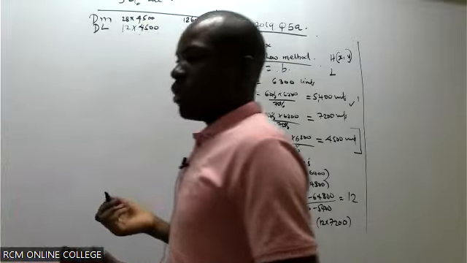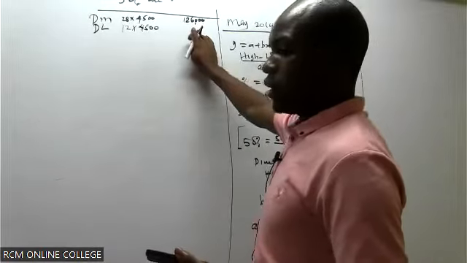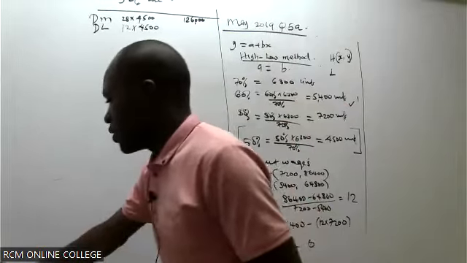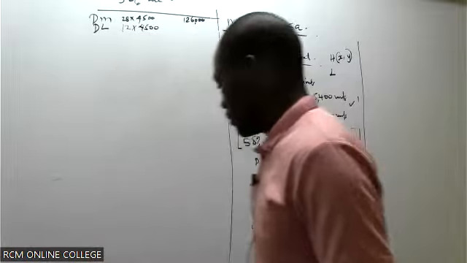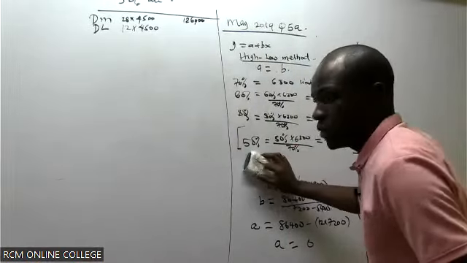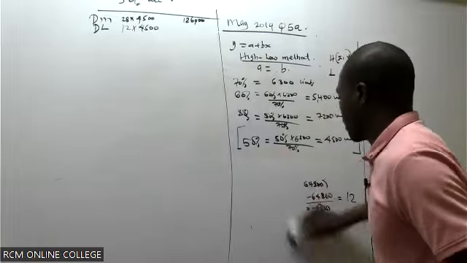If there is anyone who disagrees, what is the total here? What is the total there? 54,000.